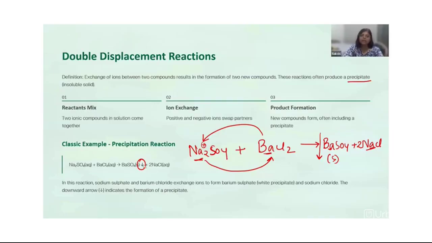Now, this is an example of a perfectly written chemical equation, which has state symbols, and you can check if the equation is balanced or not. So here new products are formed. And in a double displacement reaction, you often see the formation of a precipitate. We see whether a precipitate is formed or not.